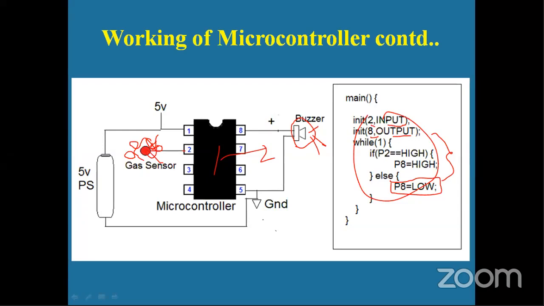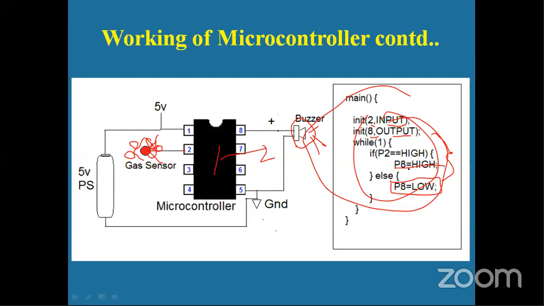Please remember, the program that I have written here is not the syntax of any microcontroller. This is only to explain to you the logic of the program. Syntax is different. I will be writing the syntax. For example, right here, I said P8 is equal to high. What is the meaning of P8 is equal to high? I'm putting a high signal on pin number 8.